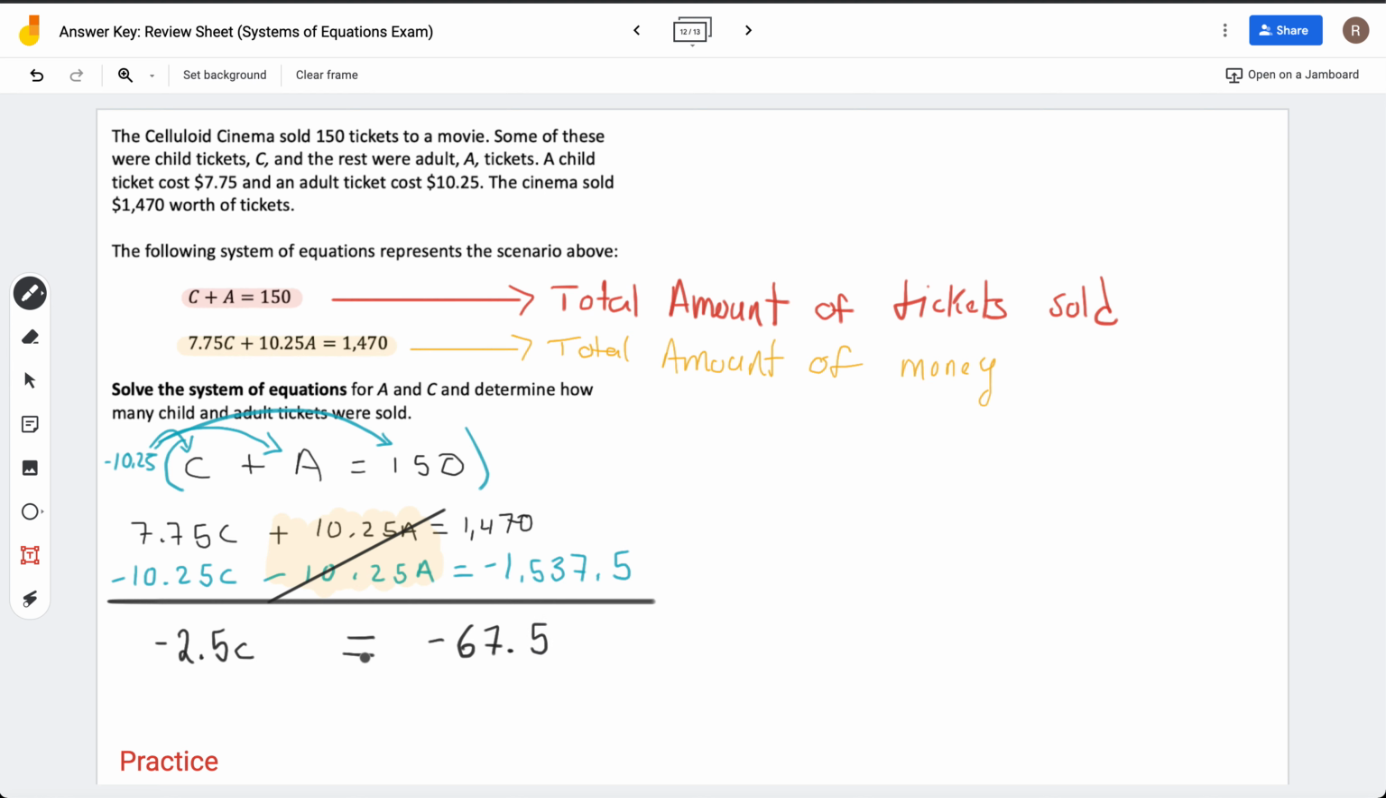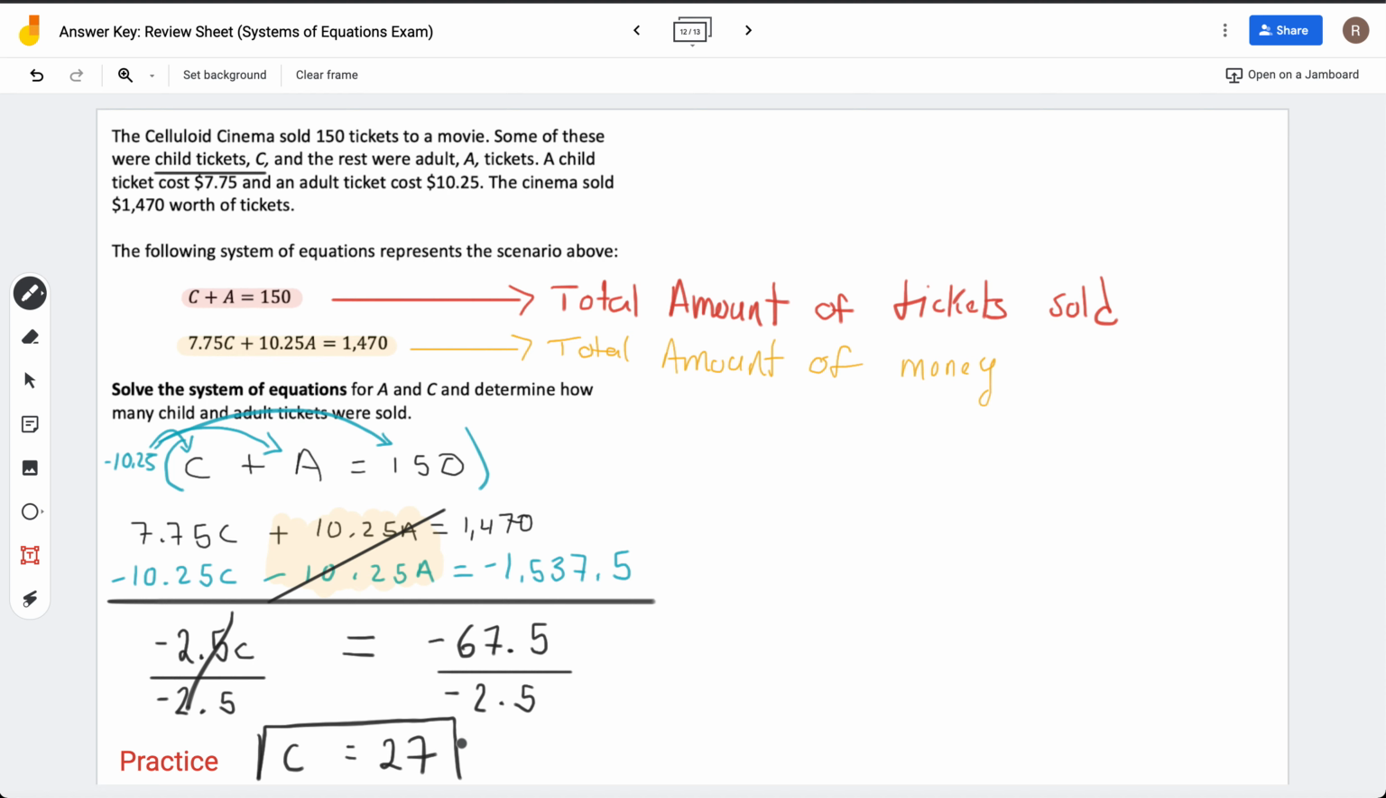Now we want to solve for C. We eliminated A, so we're going to solve for C. Divide by negative 2.5 on both sides, and I get C is equal to 27. Now let's think, what does C equals 27 mean? C is the number of child tickets. So that means that 27 child tickets were sold.